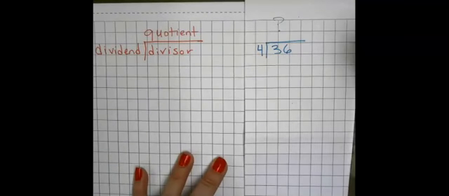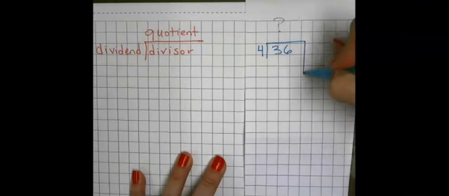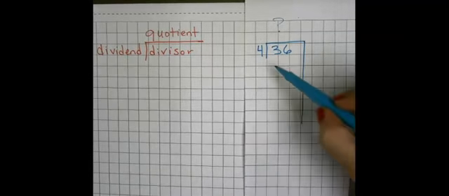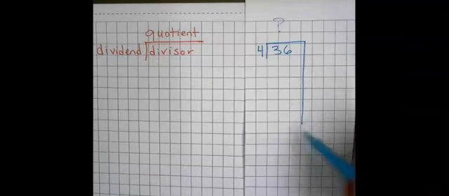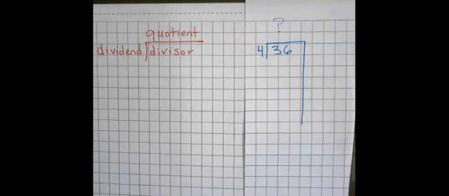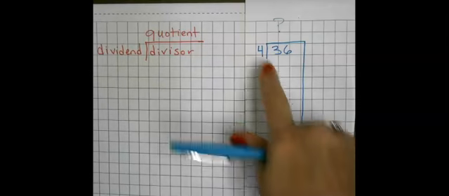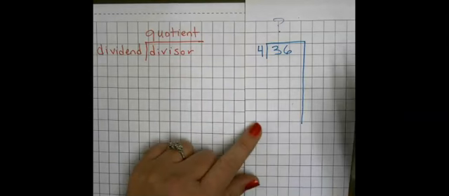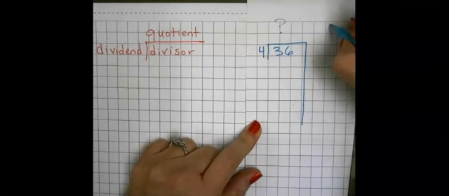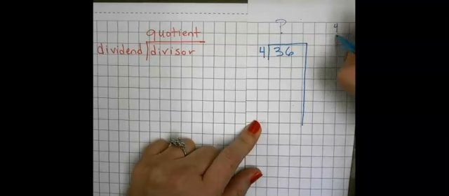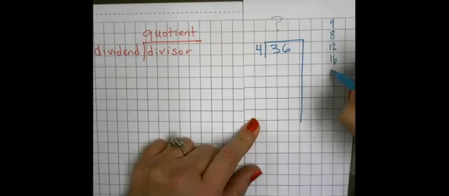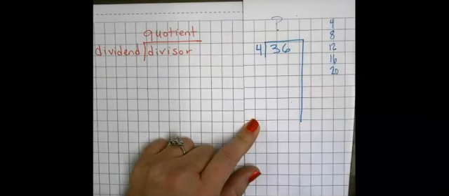Now, this method is called the Big 7 method because it looks like a giant number 7. Do you see this? Looks like a 7. What we're going to do is we're going to use our multiples to figure out how many times 4 will fit into 36. So over to the side, you can write your multiples of 4. 4, 8, 12, 16, 20, and so on.